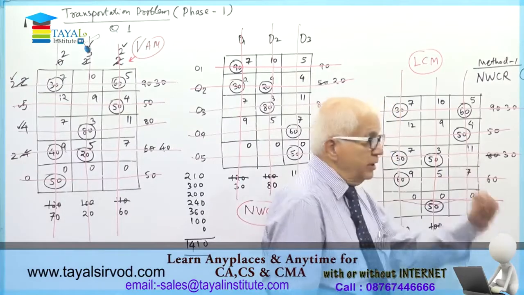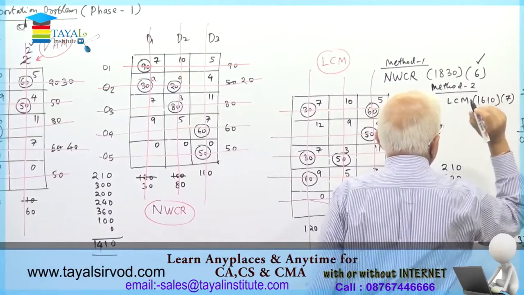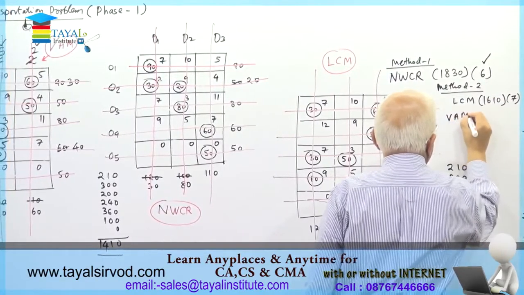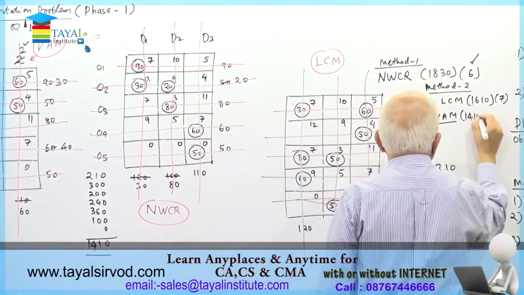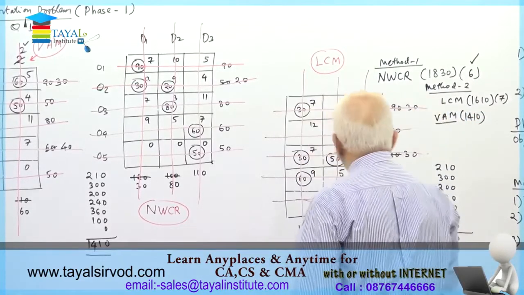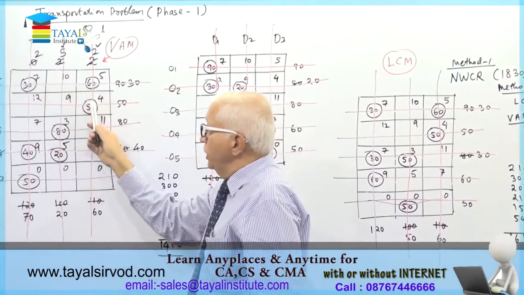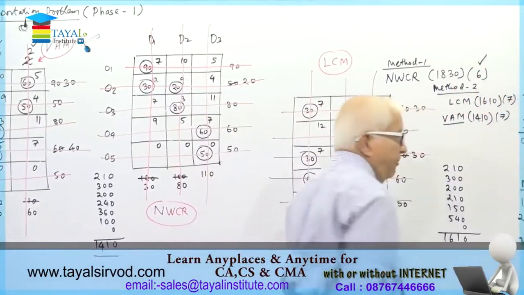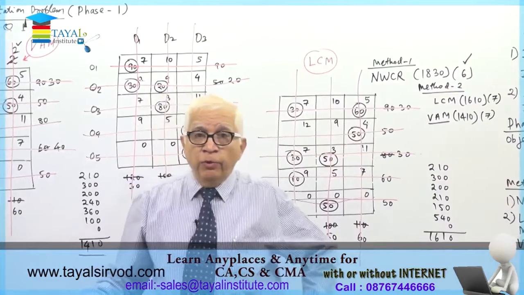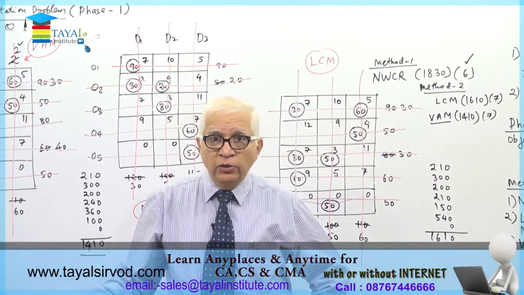So the three methods have given three costs. Method number 1 gave a cost of 1830, method number 2 gave a cost of 1610, and VAM, which is normally the most efficient method, has given a cost of 1410. And the number of allocations, count the number of allocations here, 1, 2, 3, 4, 5, 6, 7. 7 allocations. So we got 7 allocations in both LCM and VAM, but in respect of NWCR, we got only 6 allocations. But the cost, they do not compare.